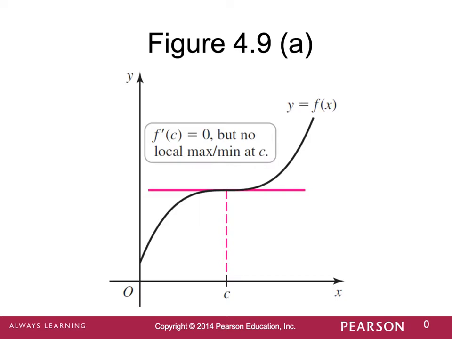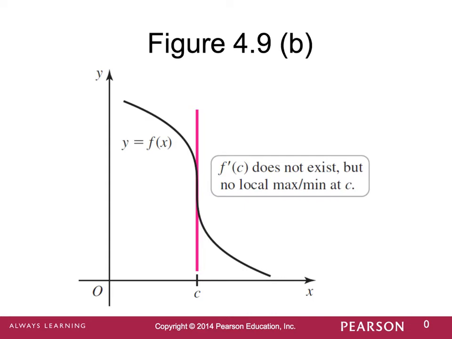In this function, y equals f of x, there is a point here at c where our slope is equal to 0. So we would call that a critical point, that c is a critical point. However, that is not a max or a min, neither local nor absolute. It's just a critical point that is something else that we're going to talk about in a little bit, but it's not a max or a min. So this is where we would see that our derivative is equal to 0 here. However, it is not one of our extrema.